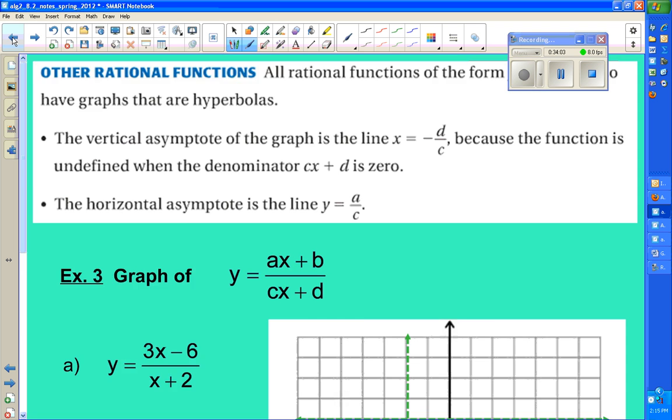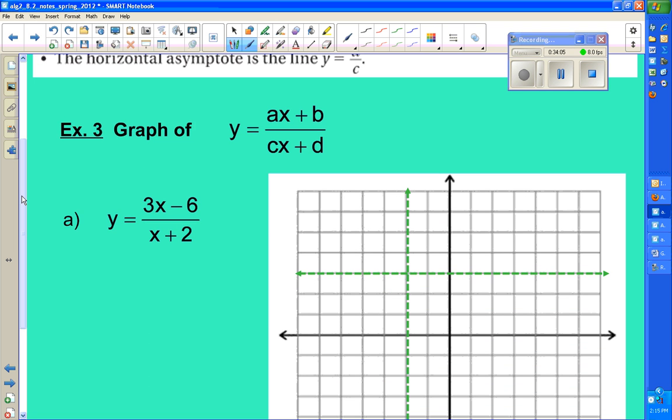Okay, look at this one right here. This graph right here, not a parent graph. It's not our parent graph. Why not? Because there's an x on the top. Yeah, but x on the bottom is what it is on our parent graph, right? So these are not parent graphs. Okay?